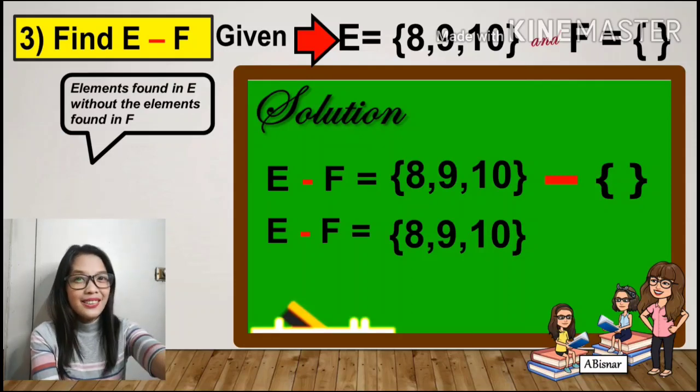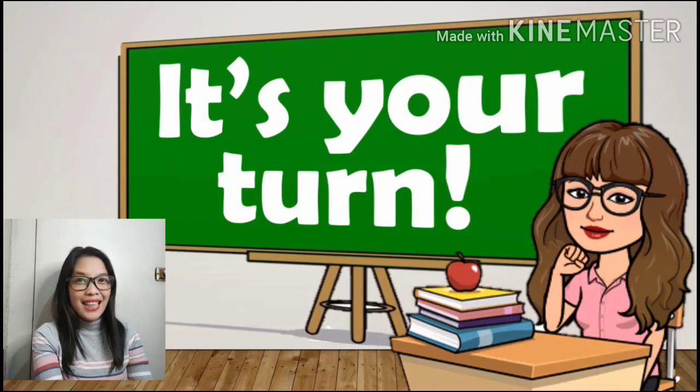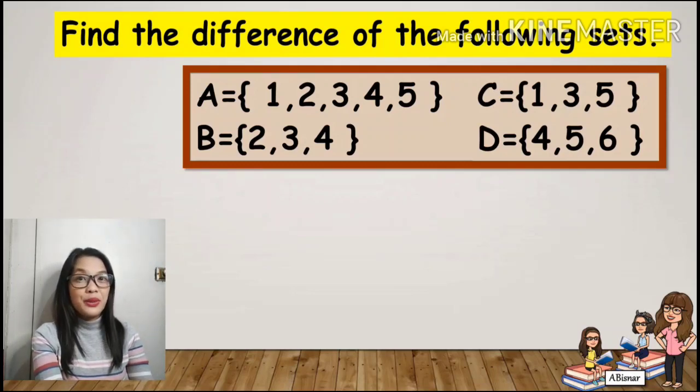Well, if none, it's your turn. You can pause the video while answering this. Find the difference of the following sets. Set A has the elements 1, 2, 3, 4, and 5. Set B has the elements 2, 3, and 4. Set C has the elements 1, 3, and 5, while set D has the elements 4, 5, and 6.